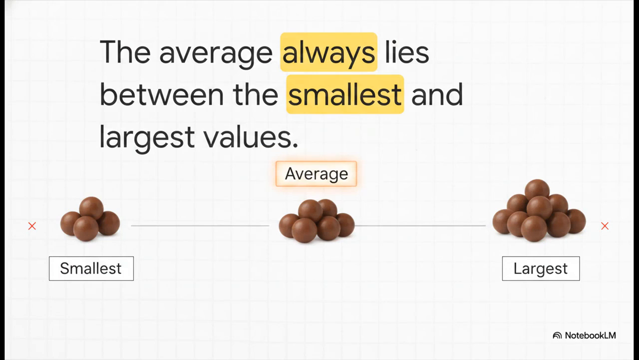But before we start calculating anything, I want you to lock this rule in. The average always, and I mean always, lies somewhere between the smallest and the largest value of your group. Think back to those chocolates. The lowest was 2, the highest was 8, and our average landed right at 5. Keep this super simple tip in your back pocket to check your work. If you calculate an average that's bigger than your largest number or smaller than your smallest number, you immediately know you've made a tiny mistake somewhere.